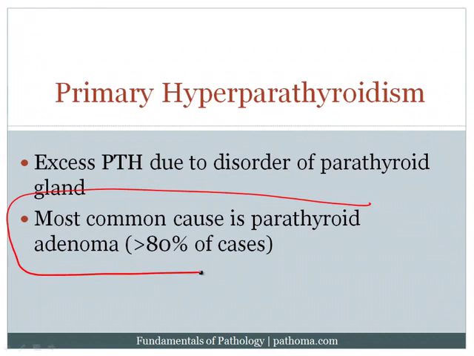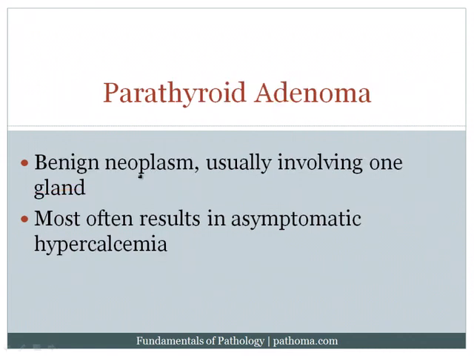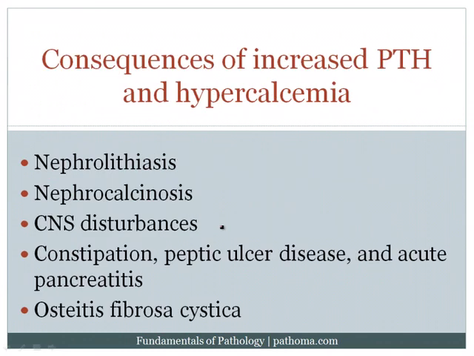However, the most common cause is parathyroid adenoma. Parathyroid adenoma, again, is a benign neoplasm, usually involving one gland. It will produce PTH, and that PTH will then, of course, raise the serum calcium. However, it's usually asymptomatic. If, however, symptoms are present, they will be based on the consequences of increased PTH and on the consequences of hypercalcemia.